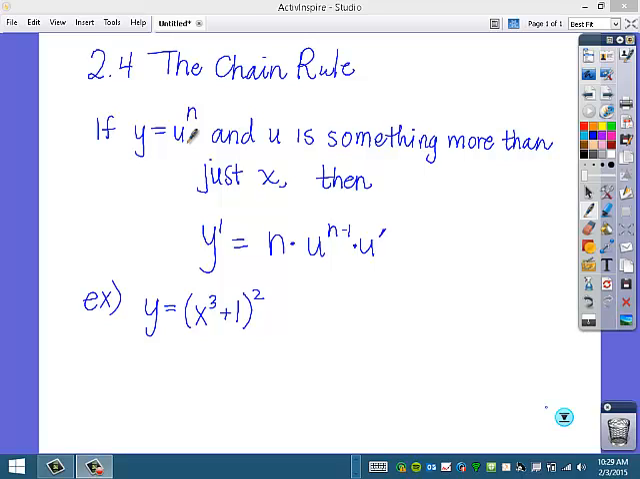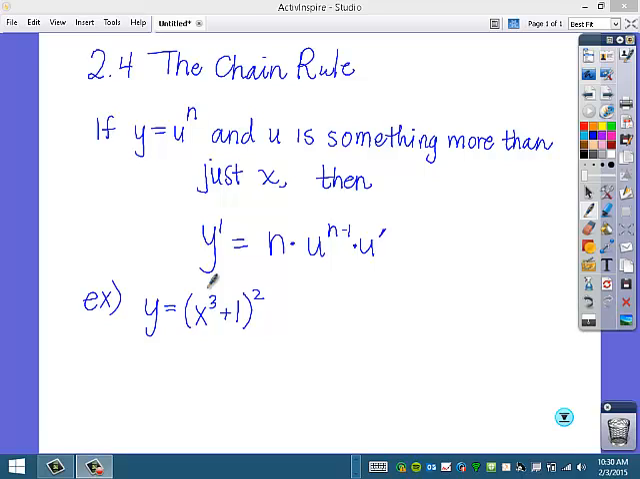Today we're talking about the chain rule, which is another tool that you can use to take the derivative of functions. Today the functions are a little bit more complicated, so that's why you need another tool in your toolbox in order to take the derivative. Use the chain rule if you have y is equal to u to the n power, where u is something more than just x.